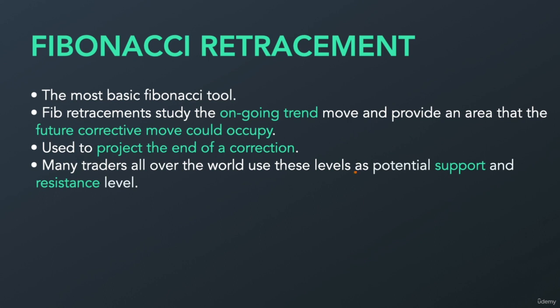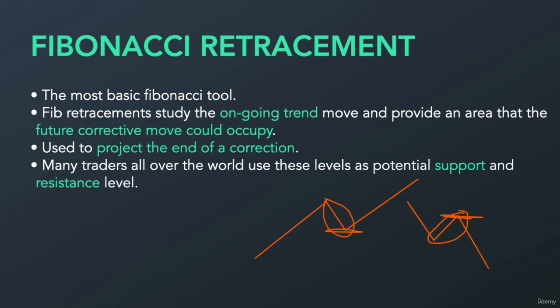So our goal as a trader in an uptrending market is to buy from short-term weakness, and in a downtrending market is to sell from short-term strength. So we will use Fibonacci retracement to isolate the end of a corrective move. All right, so we can draw this on an impulsive move to the upside and to the downside.